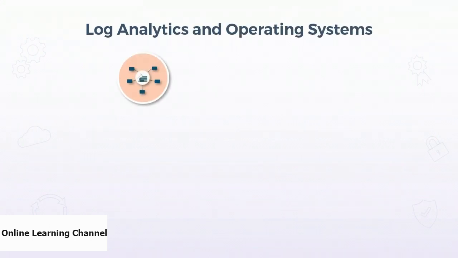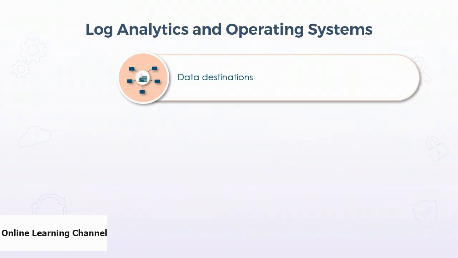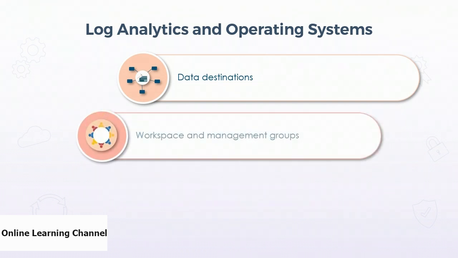Log Analytics and operating systems. So where does our data go? What are the data destinations? The Log Analytics agents will send data to a Log Analytics workspace in Azure Monitor. The Windows agent can be configured to send data to multiple workspaces, and it can also send it to a System Center Operations Manager management group. So it's a good tie-in there. The Linux agent can only send to one destination, so a workspace or a management group.